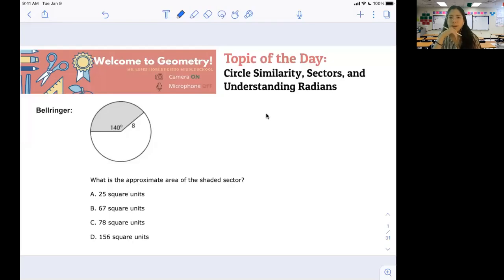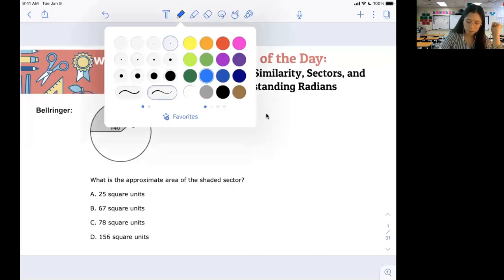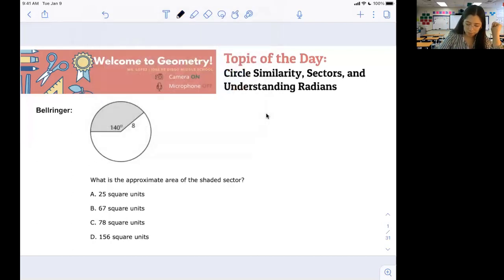I'm looking for the area of the shaded region. So, okay, there's my proportion: 140 over 360 equals x over 64 pi.